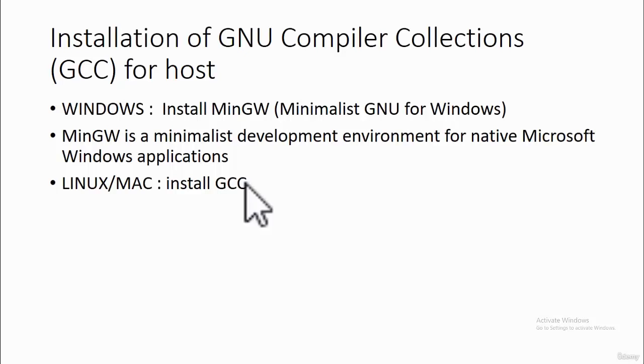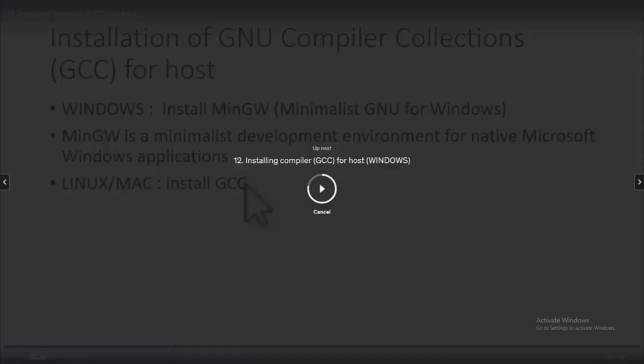It is not that straightforward because we use GCC in Windows through a tool called MinGW. MinGW stands for Minimalist GNU Tools for Windows. So it is actually the Windows flavor of GNU tools. In the next lecture, I will be covering how to install MinGW on your Windows machine. So if you are using Linux or Mac machines, please skip the next video.